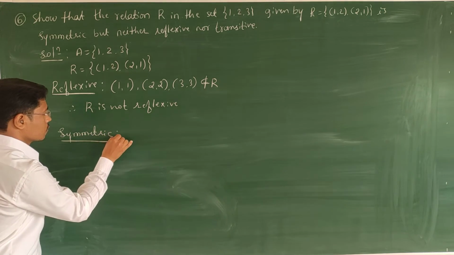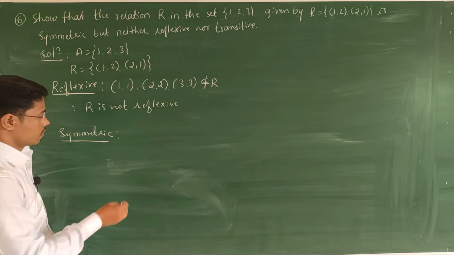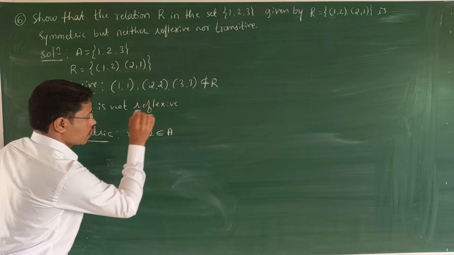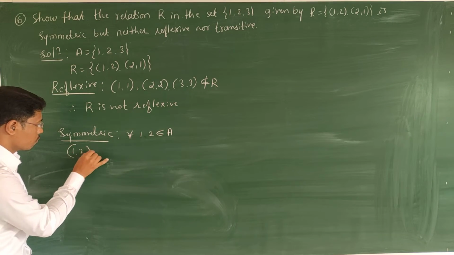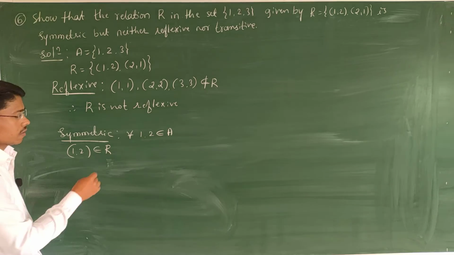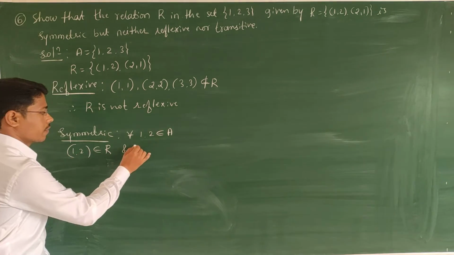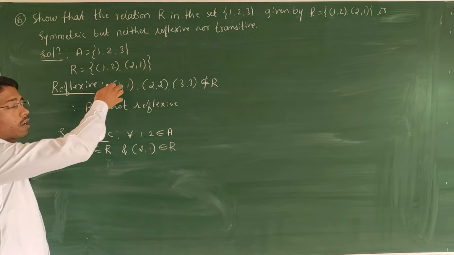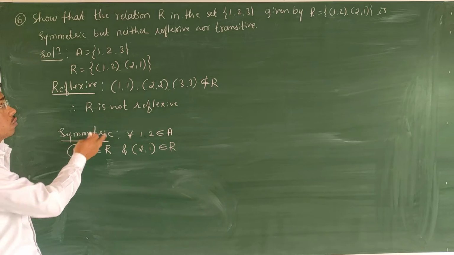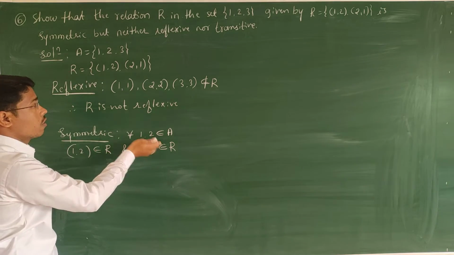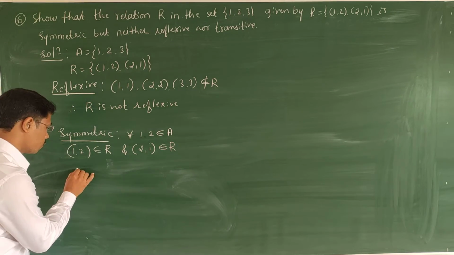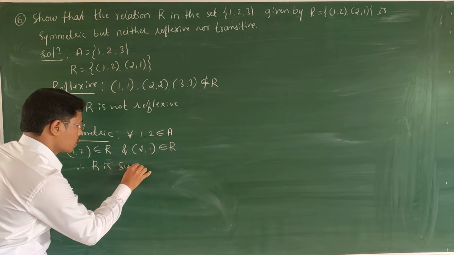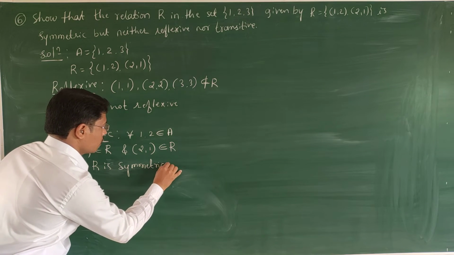Okay, so see, 1 comma 2. For all 1, 2 belongs to the set A, 1 comma 2 belongs to the R, and its reverse order pair 2 comma 1 also belongs to the R. There are only 2 order pairs, so 1 comma 2 belongs to R and 2 comma 1 belongs to the R. Therefore R is a symmetric relation.